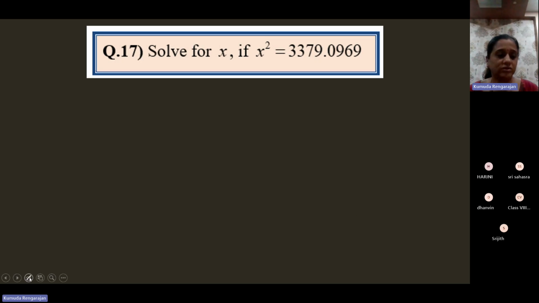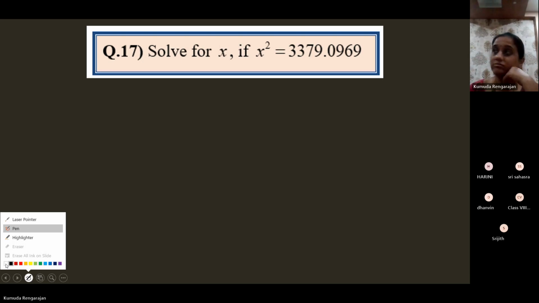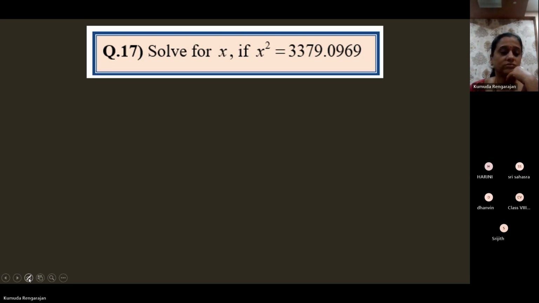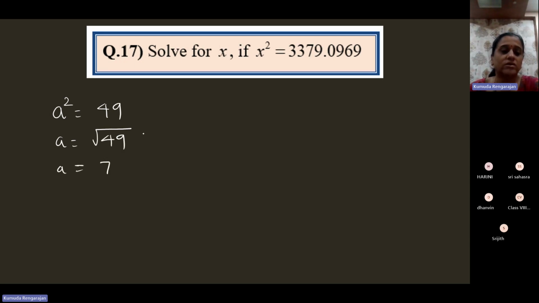Yeah. This is your next question. Solve for x if x square is equal to 3,379.0969. So let me just tell you this, children. See, supposing you have this equation, a square is equal to 49. Then a is equal to the square root of 49. a is equal to 7. This is how we solve.